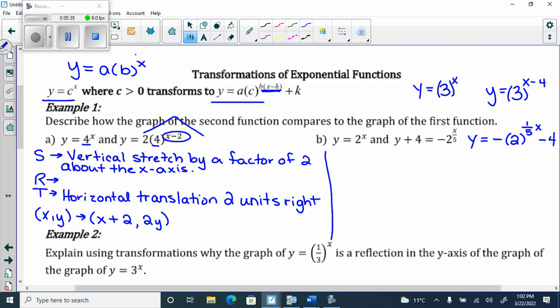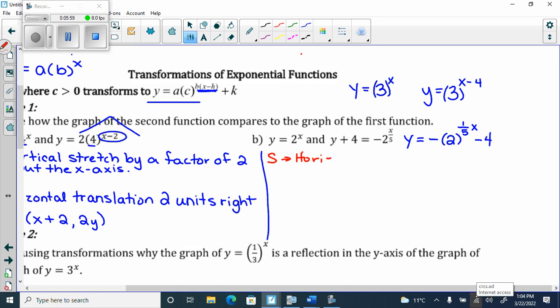Now you try it. Give me SRT. Okay, so this one, do I have any stretches? Yep. I have a 1/5 sitting in front of that x, correct? Yeah. So I have a horizontal stretch by a factor of 5 about the y-axis.